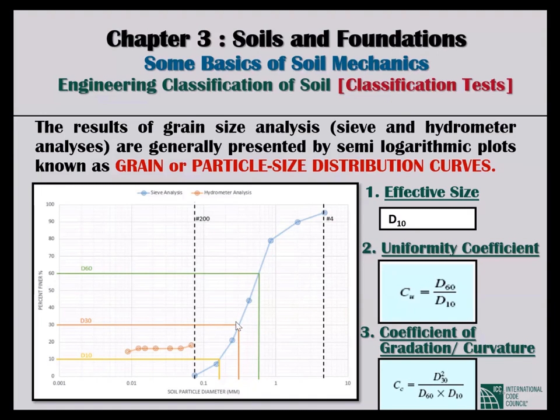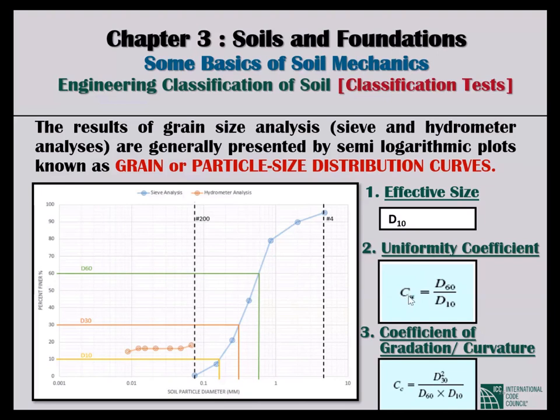Similarly, we have D30. That means it is the size of the particle for which 30% is finer. And D60 is the size of the particle for which 60% is finer. Could you get my point? So by using these three values, we can get two coefficients. This is some sort of index property as well.